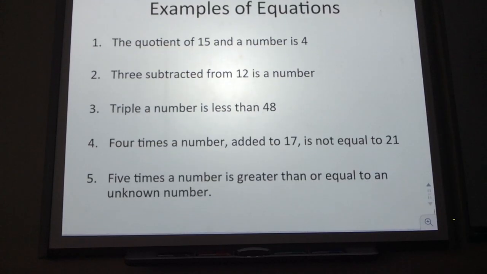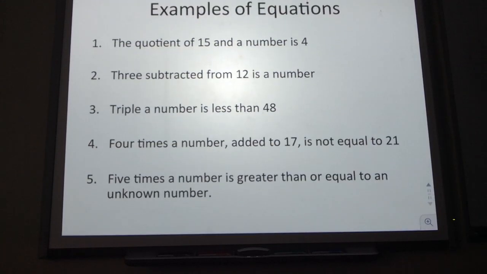Okay, here's the same thing with equations. The only difference is usually this word is. That word is means equals. Okay, what does quotient mean? Division. So a division answer. So the quotient of 15 and a number is 4. So that's how you could write it, and then they might ask you to solve it.